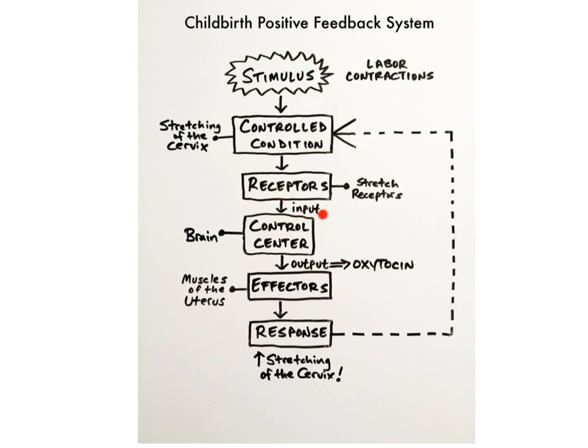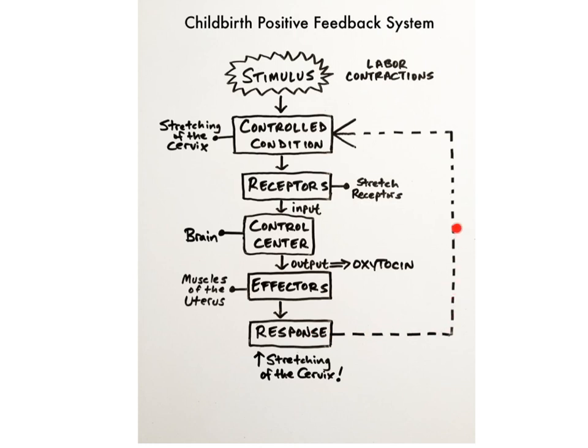that send input in the form of nerve impulses about this increased stretching to the control center, which is the brain. As a result of this input, the brain releases a hormone called oxytocin into the bloodstream as its output. Oxytocin causes the effectors, the muscles of the uterus, to contract even more forcefully than before. This results in the baby being pushed further down the uterus, which further stretches the cervix.